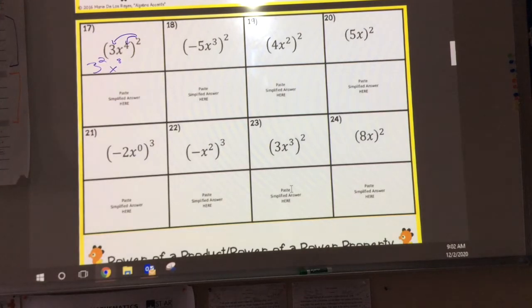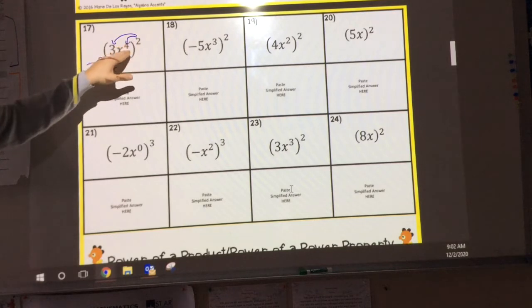So Bennett, I understand exactly what you're doing. You tried to square that number. All we're doing is multiplying these two.